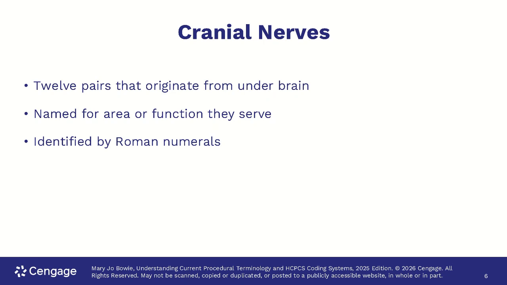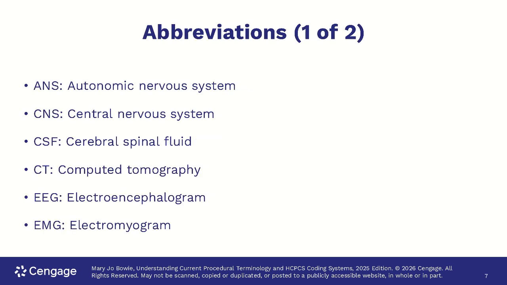All right, so the cranial nerves, so there's 31 spinal nerves. There are 12 cranial nerves, and the cranial nerves originate from under the brain. And the cranial nerves are named for the area or function that they serve, and they actually identify them as Roman numerals. So for me, that's kind of a way that I can remember which ones are which because of the Roman numerals.